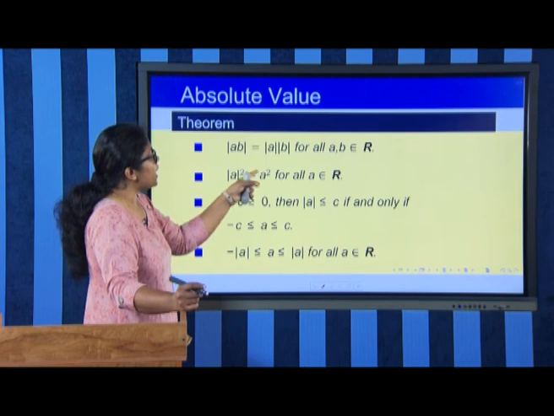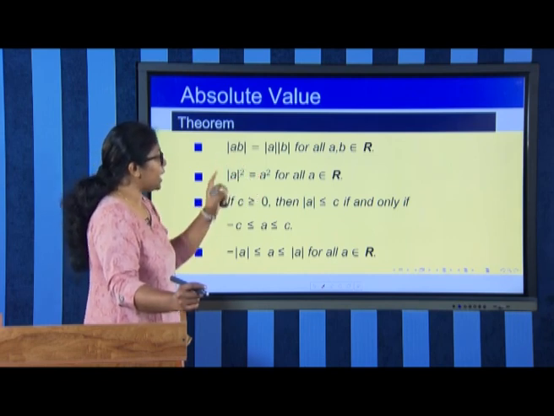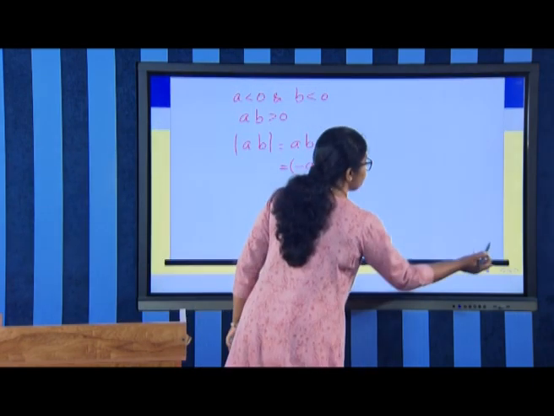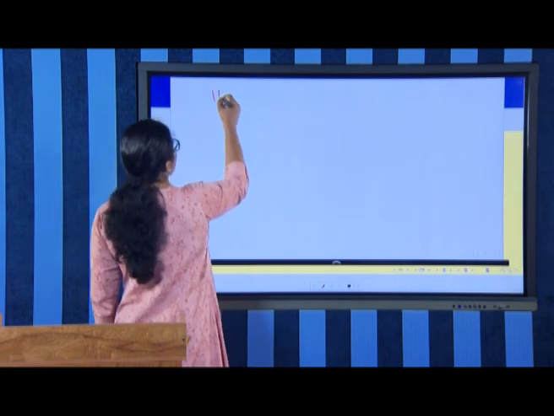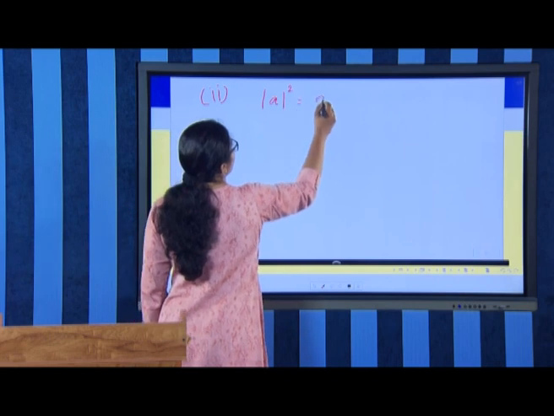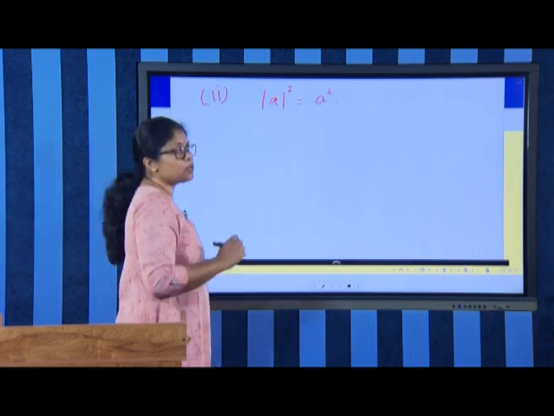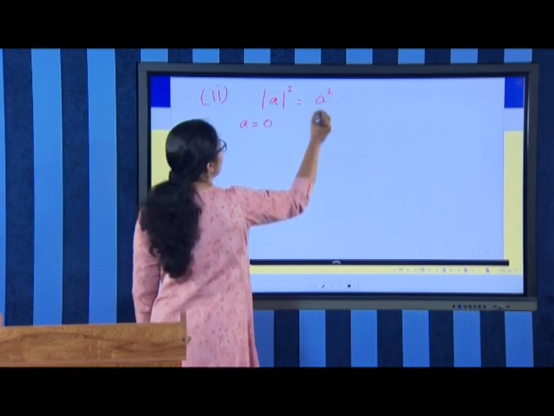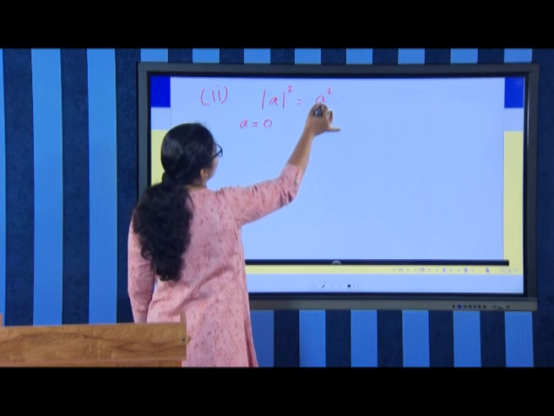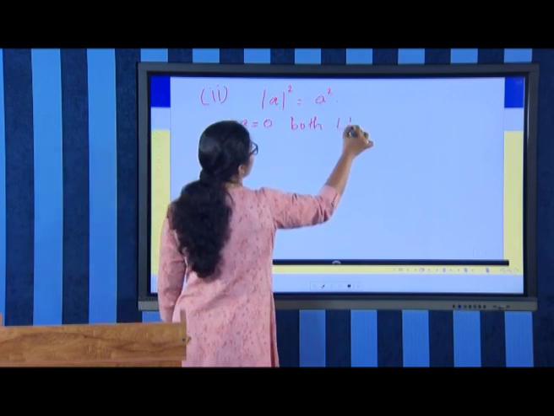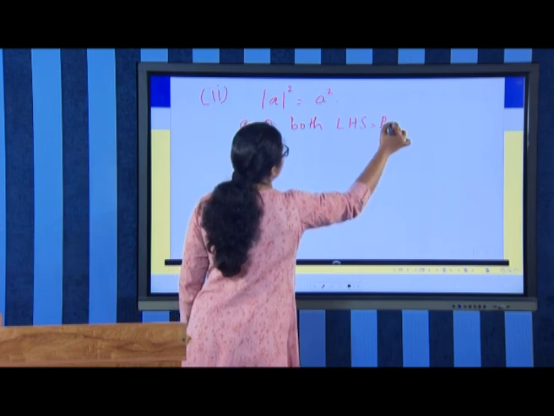So, we have A square is equal to modulus of A into A. So, let us see the proof once more. For the second case, we are going to see modulus of A the whole square is equal to A square. Let us consider the case where A equal to 0, then definitely this condition holds, both LHS and RHS are equal to 0.